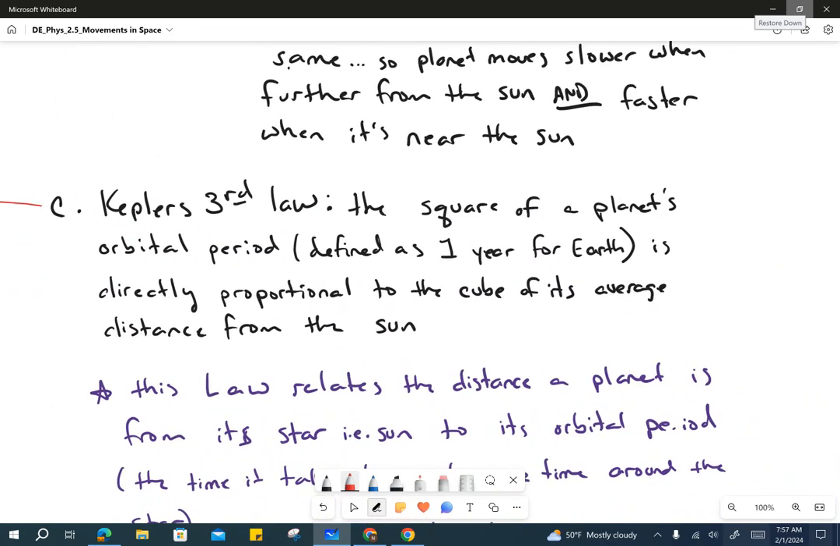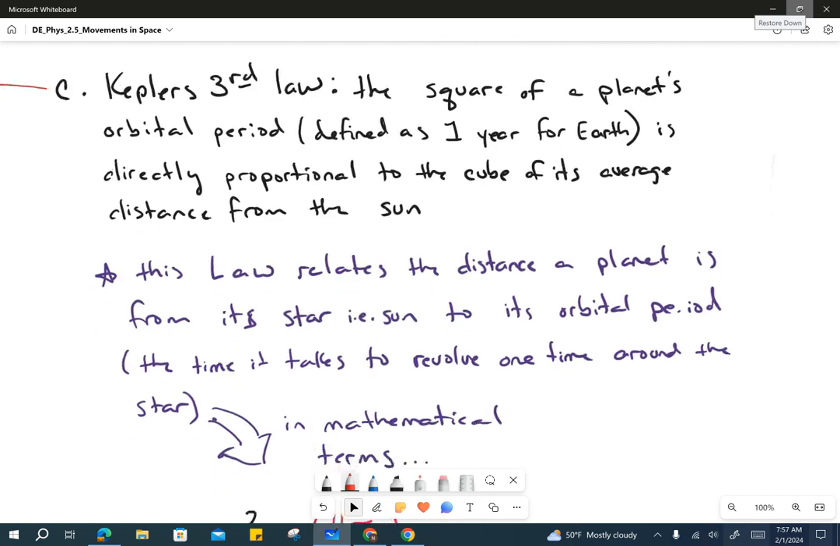It says that the square of a planet's orbital period, defined as 1 year for Earth, right? An orbital period is how long it takes to orbit its star. This is directly proportional to the cube of its average distance from the sun. So there is a relationship between the time it takes to go around and the distance.